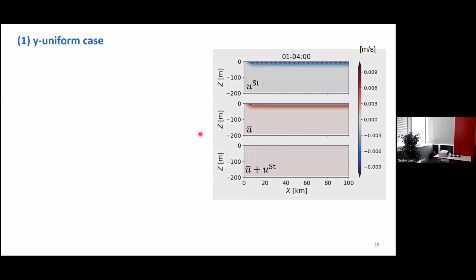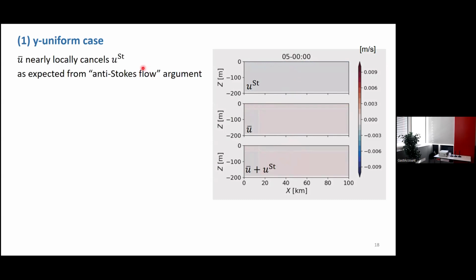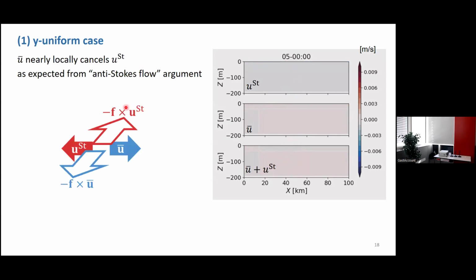The waves come and decay. I will play that again. You can see that the Eulerian current almost simultaneously cancels the Stokes velocity, so we have almost no Lagrangian velocity. This is expected from the anti-Stokes flow argument. Our whole forcing is on a sub-inertial scale, so the inertial adjustment is almost always achieved.